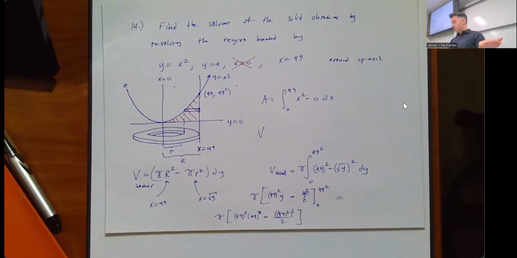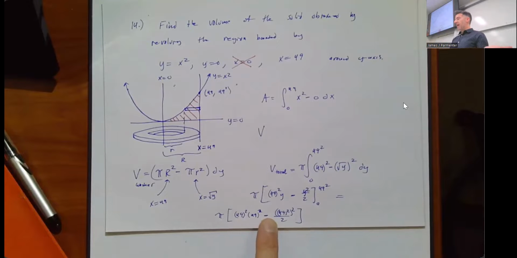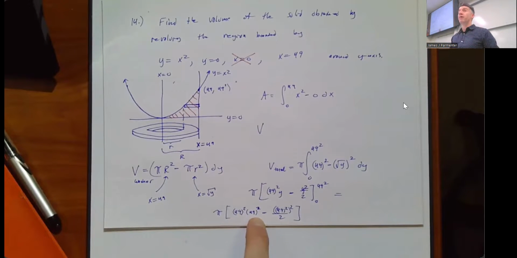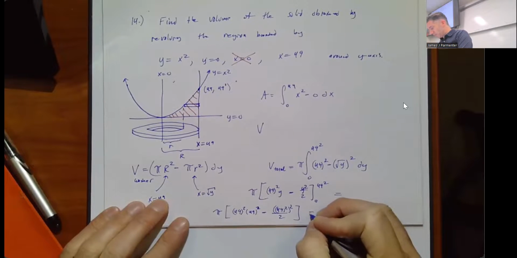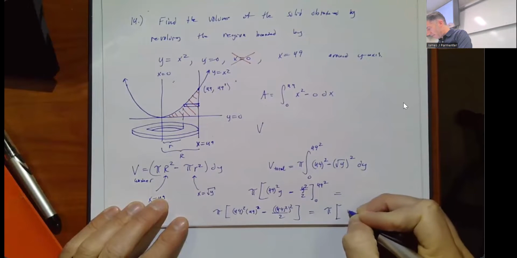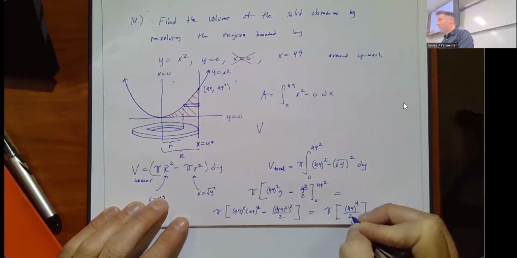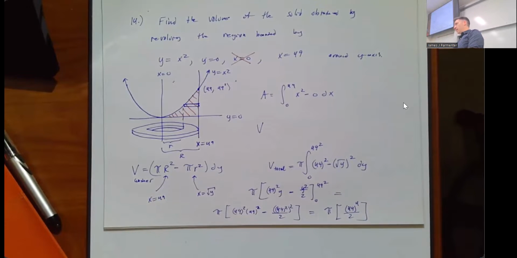Here's what you should see. You've got a thing minus half of a thing. I should say a thing minus half of the same thing. So if you have some number and you subtract half of it, you're left with the other half of it. So really we should just say this is going to be pi times half of 49 squared, or 49 to the fourth. And that's what I would type into WebWork if I was trying to not do too much calculation work, but not type a billion things either.